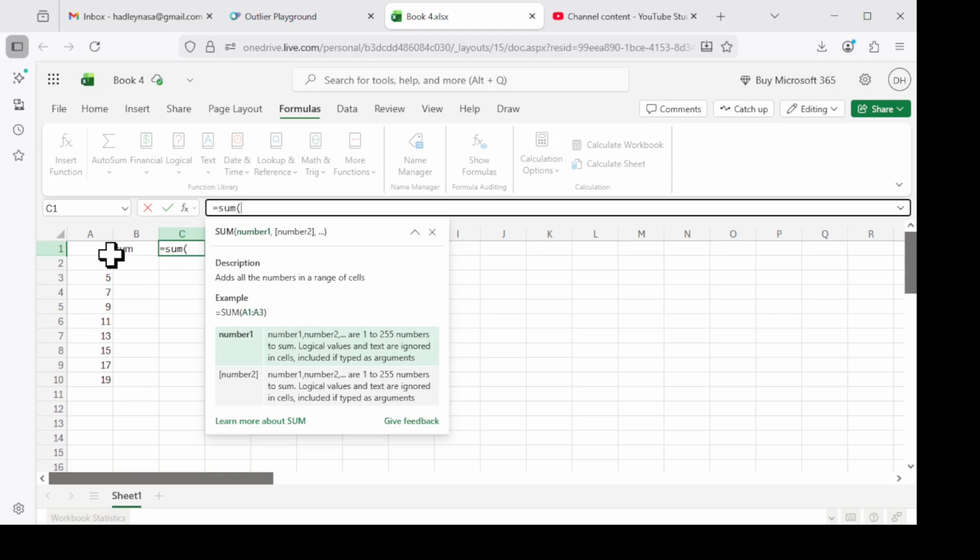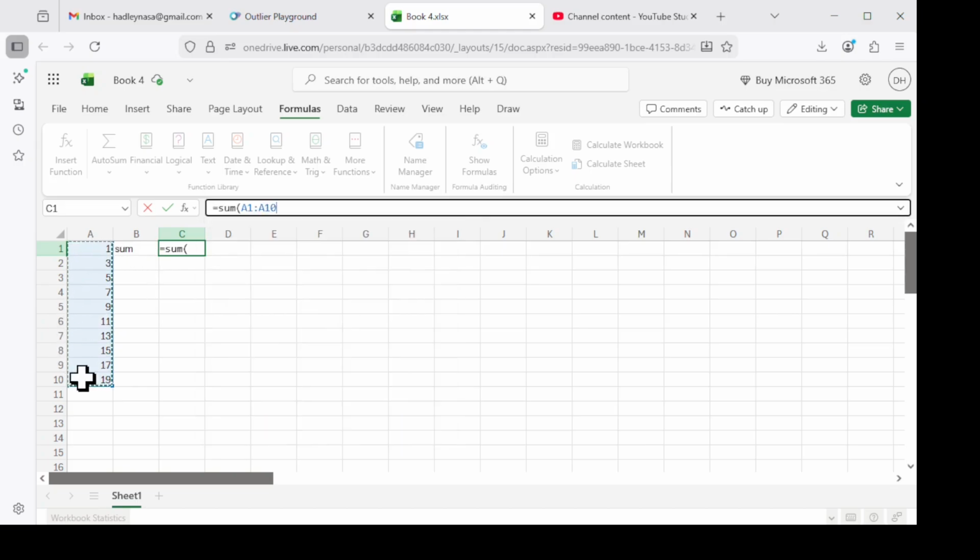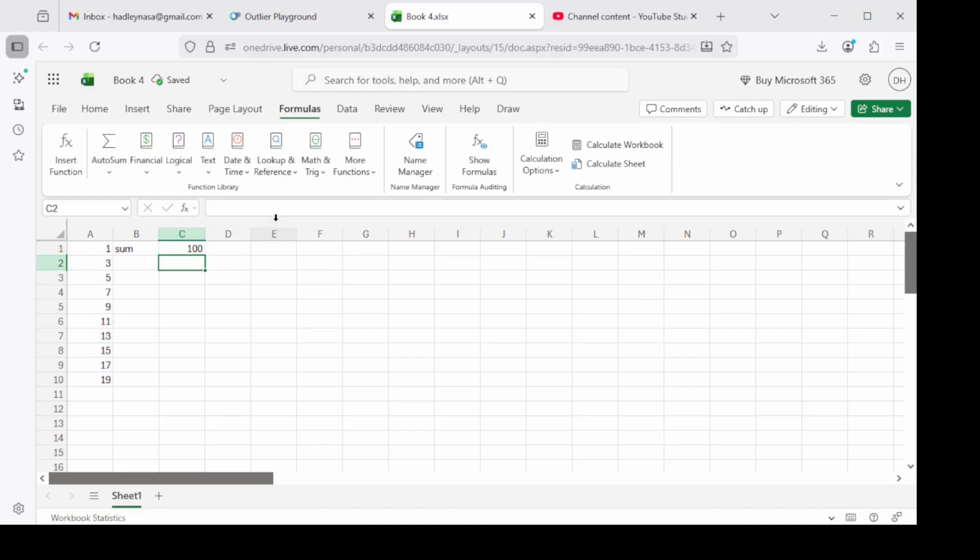Okay. So we have one or two things we can do. We can either highlight the range of cells, okay, like that. And so this is an array because it's got A1 colon A10. So that basically means cells A1 through A10. And if we click enter, we get 100.